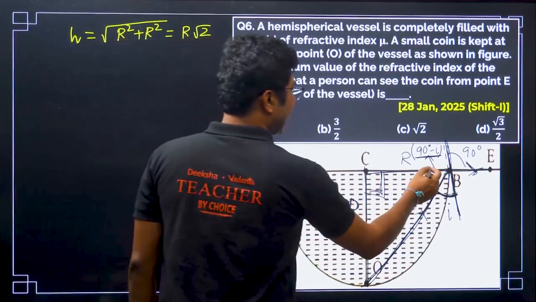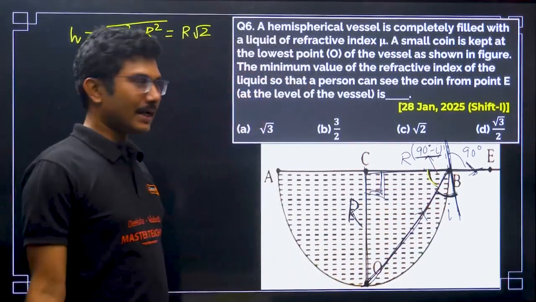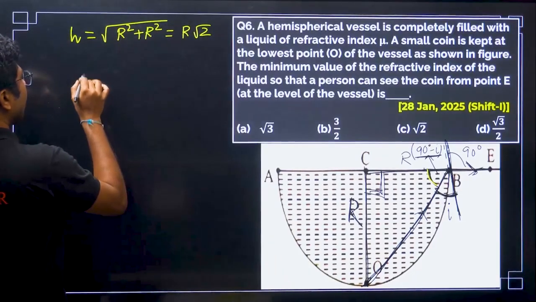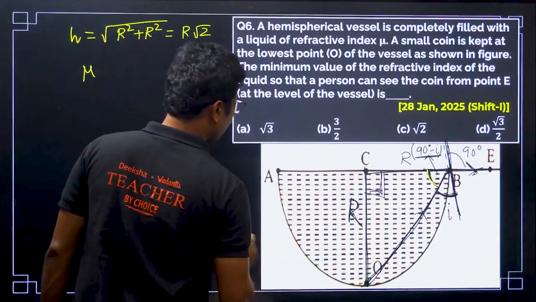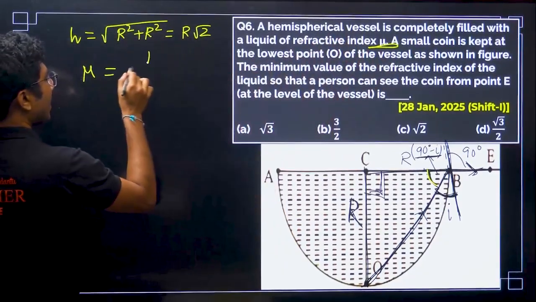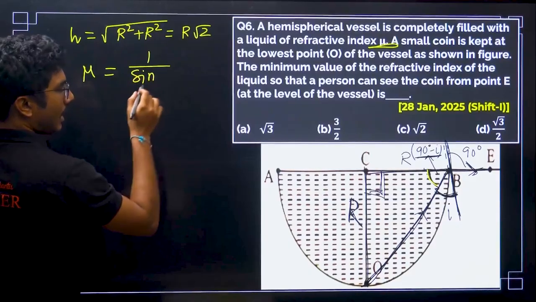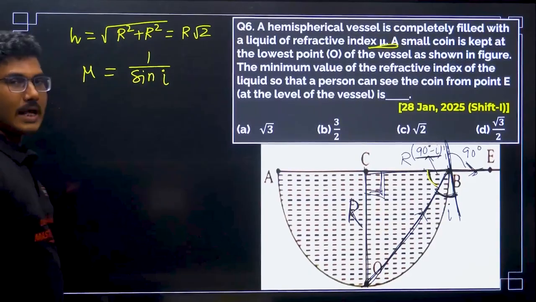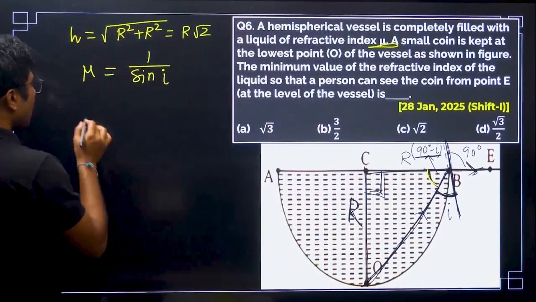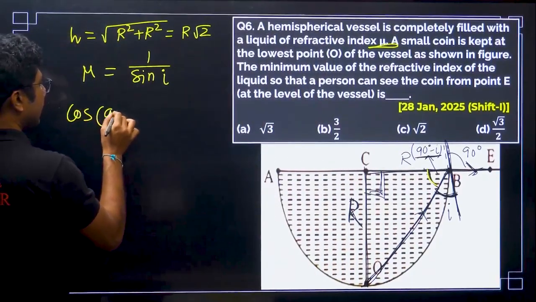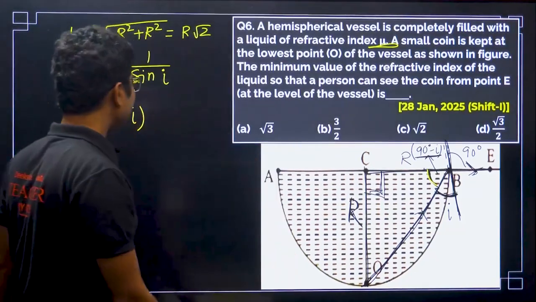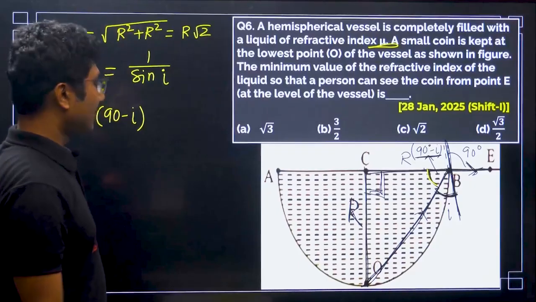Now, let us try to find any one. Sine angle or cos angle does not matter, but we know that sine is better. Why sine is better? We know that refractive index of this medium, which is given mu in this question, is given by 1 upon sine I. So, let me find the value of cos 90 minus I, because cos 90 minus I is actually sine I, right? Cos 90 minus I is sine I.